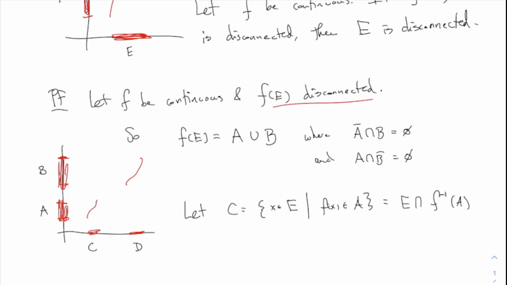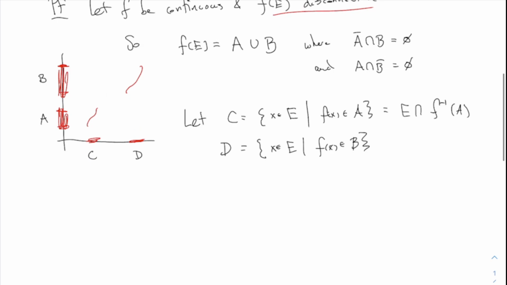And then D is the same but with a B. So D is x in E such that f of x is in B, all right? And we must explain why C and D actually are a legitimate separation. That is to say, these weird properties with the intersections are true.